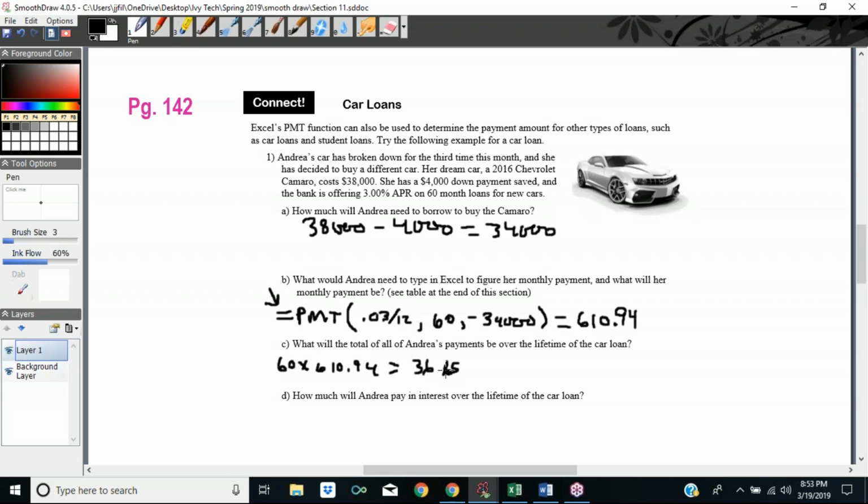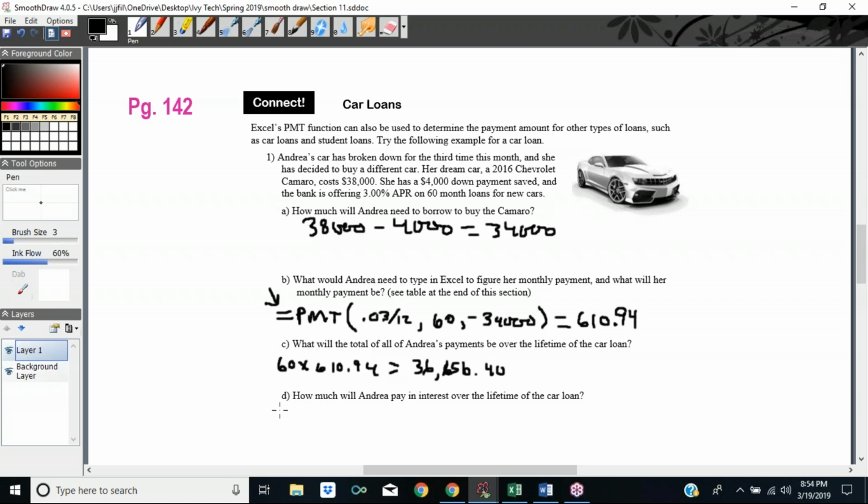36,656 and 40 cents. Plus the $4,000 down payment, don't forget, right? So she's actually paying $40,000 for this car. How much will Andrea pay in interest over the lifetime of the car loan?